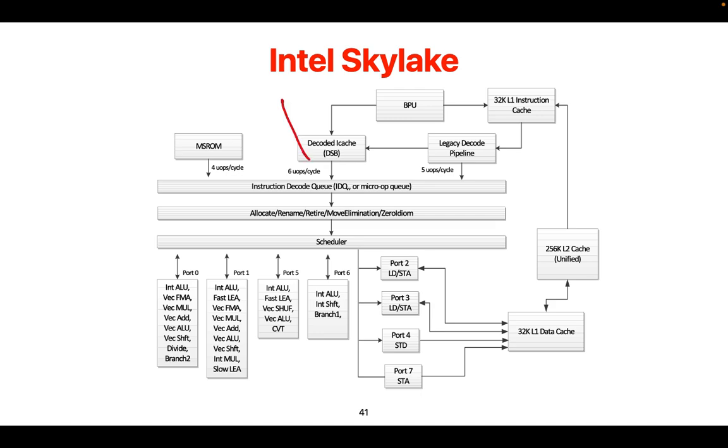So there is a decoded iCache, which means that they have a cache for decoded instructions. And they have a branch prediction unit called BPU. They have an instruction cache. And they also have a legacy decode pipeline. So it's kind of interesting.